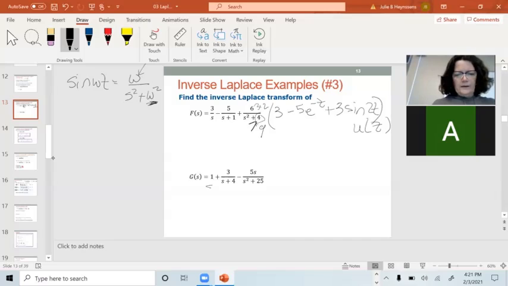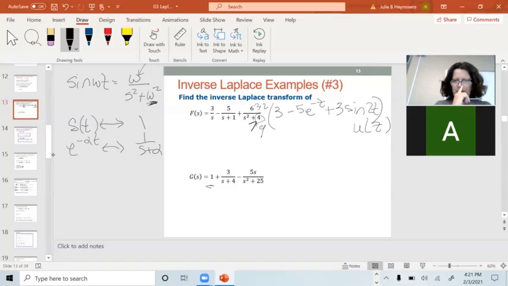We got another one here. The delta of t transforms into 1. And I'll write this one down again, and hopefully it won't crash. E to the minus alpha t becomes 1 over s plus alpha. And then I've got something that looks like a cosine. A lot of this is practice with tables.